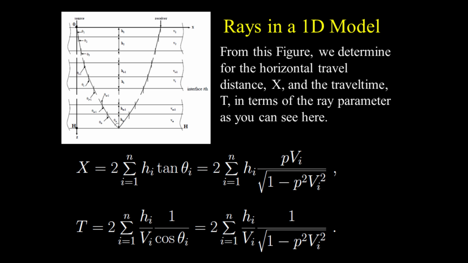Thus, we have a relationship between the horizontal travel distance, x, and the travel time t for 1D media consisting of a stack of layers in terms of the ray parameter p by means of the two parametric equations above.